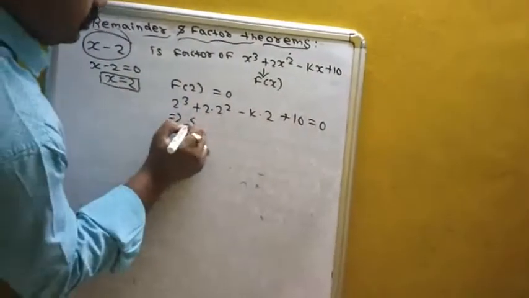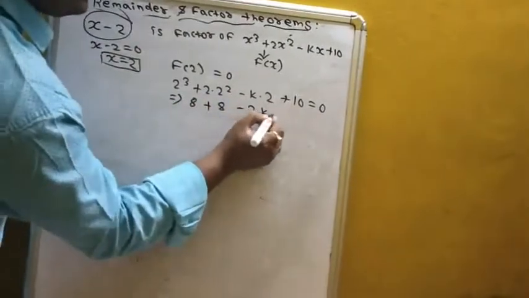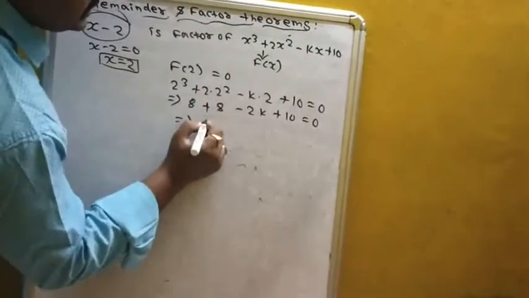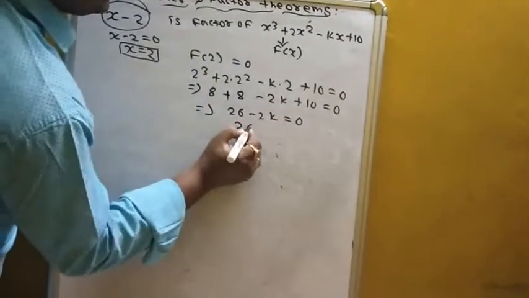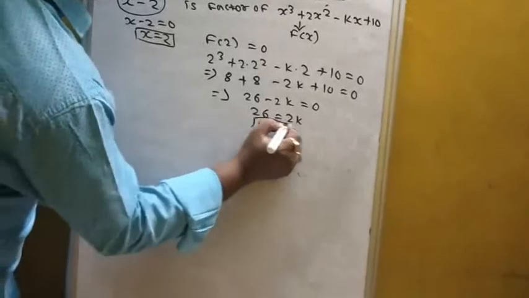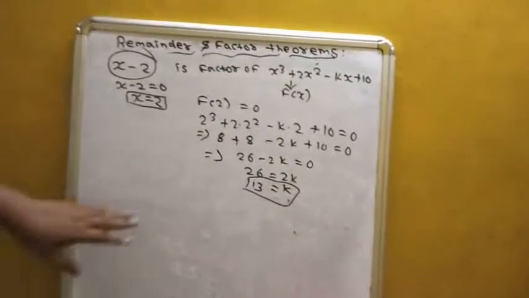So 2 cube equals how much? 8 plus 8 minus 2k plus 10 equals 0. So 26 minus 2k equals 0. Therefore 26 equals 2k, k equals 13. In this question, we are getting k equal to 13.